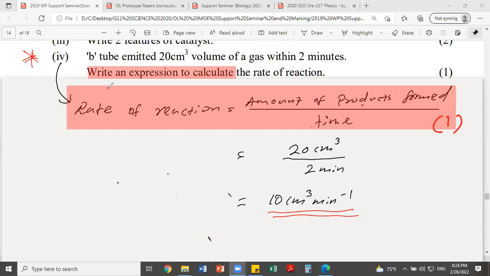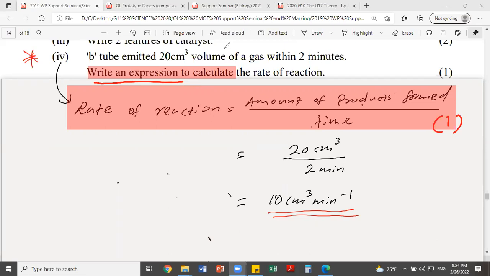Always my advice, when you are reading the questions in the oral paper, pay attention to the question word. If they ask you to write an expression, write the expression only. If they ask you to calculate it, then you have to do the calculation also. But anyway, you better write down the calculation also. Then you can learn how to calculate that.